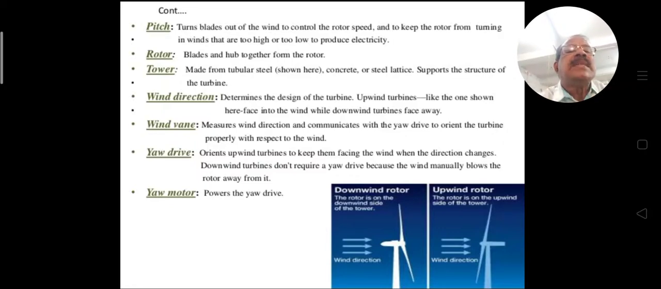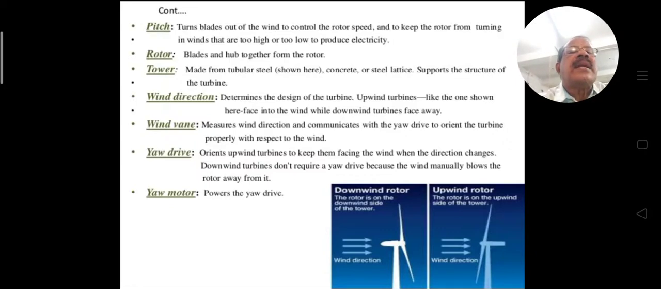That means this base tower is the most sturdy. And wind direction determines the design of the turbine. Upwind turbines, like the one shown here in the diagram, face into the wind, while downwind turbines face away.